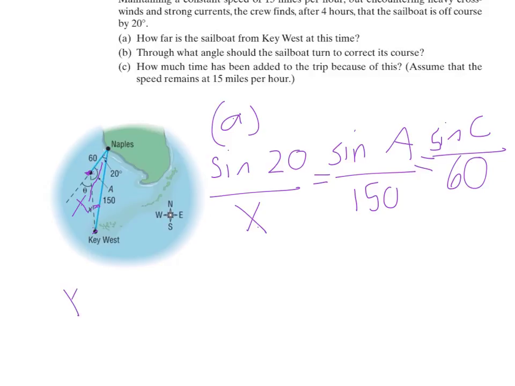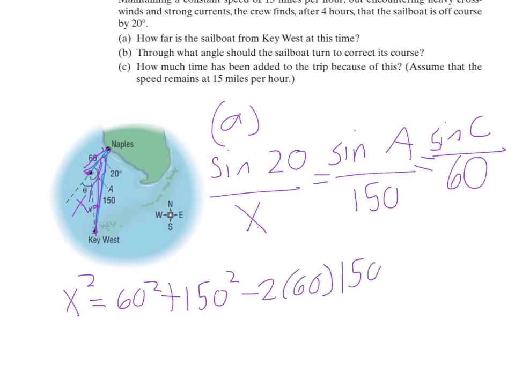So, we could say that the distance the boat has to travel, x squared, is equal to the other two lengths of the triangle, 60 and 150. 60 squared plus 150 squared, minus 2 times 60 times 150 times the cosine of the angle across from x, which we said was 20 degrees.